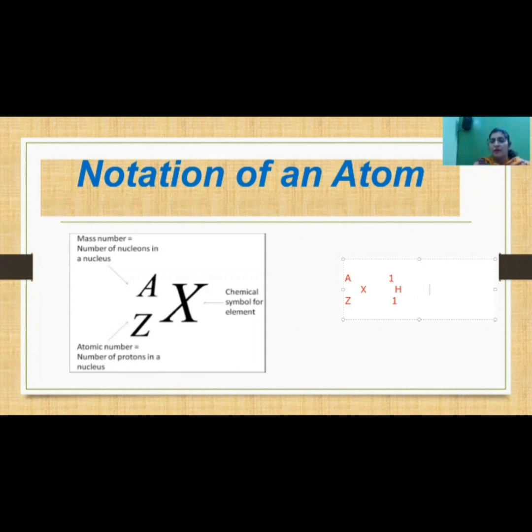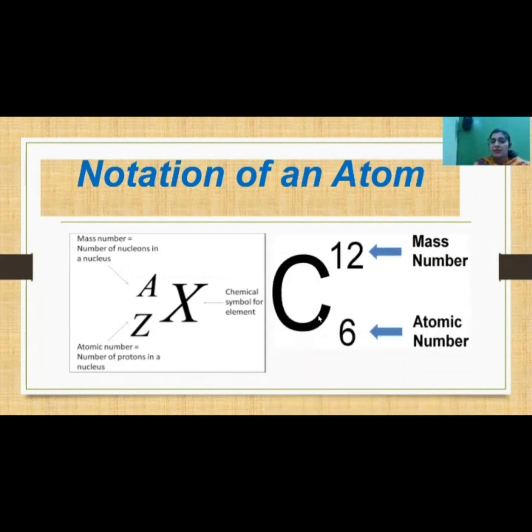Similarly, if I have to write for helium, we will write first the symbol of helium, then the mass number of helium is 4 and the atomic number of helium is 2. In this way, we can represent the notation of an atom. Carbon is carbon, a symbol we will write in the middle. At the top, we will write the atomic mass, that is mass number 12. And at the bottom, we will write atomic number 6.